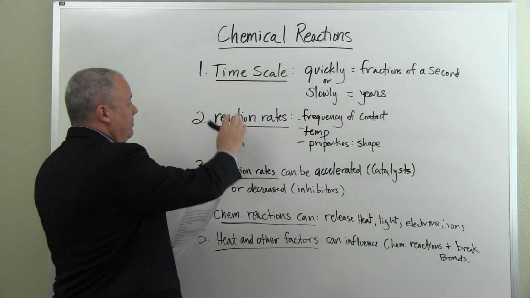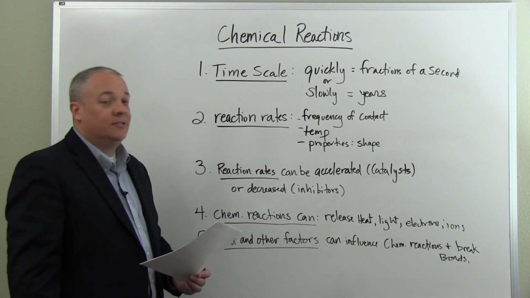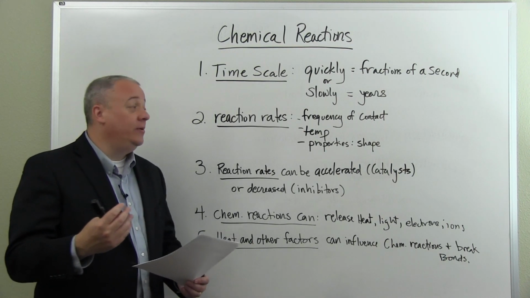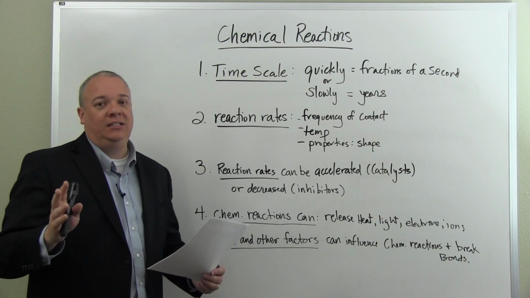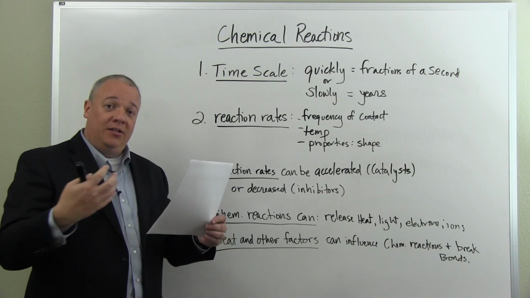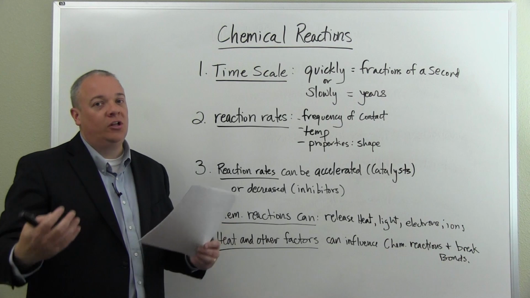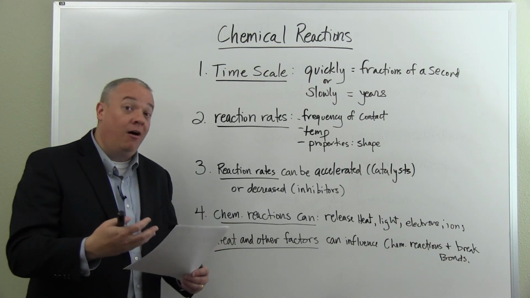When we think about time scale, we also think reaction rates. What affects reaction rates? So in a chemical reaction, we need to think in terms of the frequency of the contact between the chemical components that are reacting. If it is very little contact, you have a slower rate. If they don't come into contact very often, that also slows it.